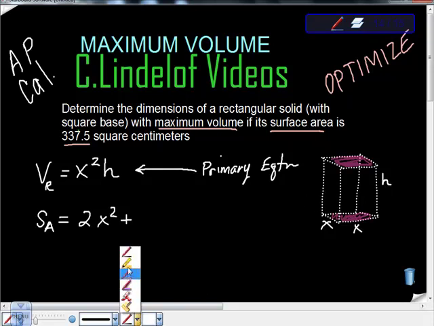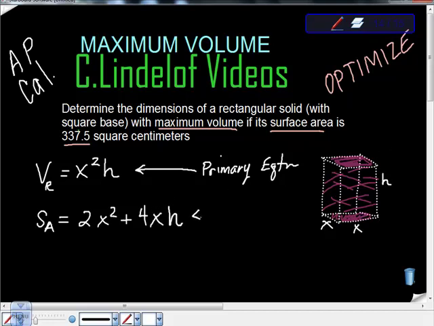Let me show them to you here. Obviously, there's a side here, there's a side in the back, there's a side here, and there's the side across the front. So we have 4 of those sides, and each of those sides has a base of x and a height of h, so 4xh is our secondary equation.